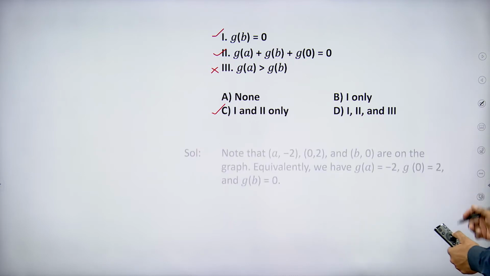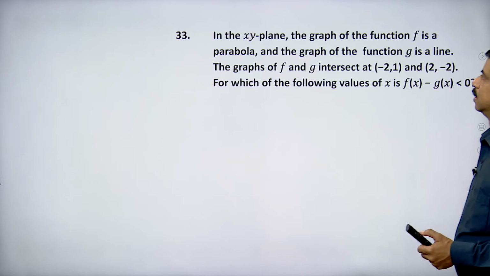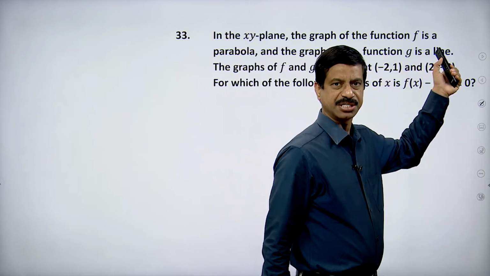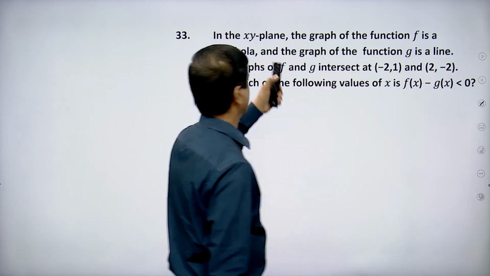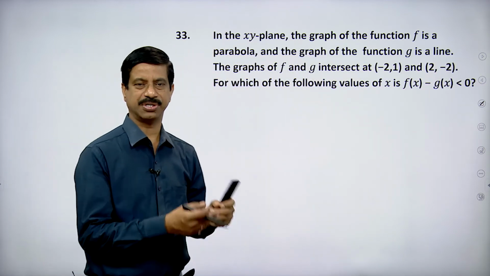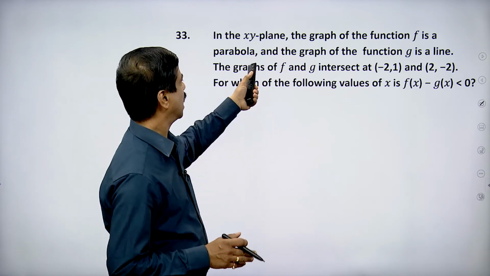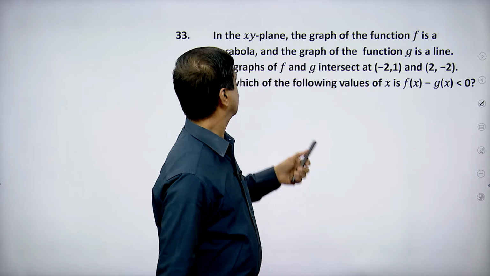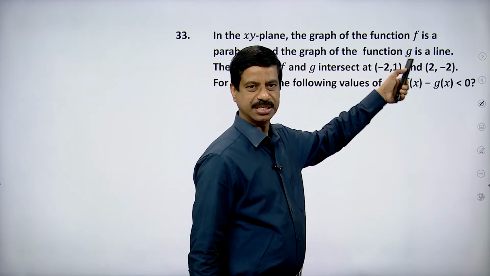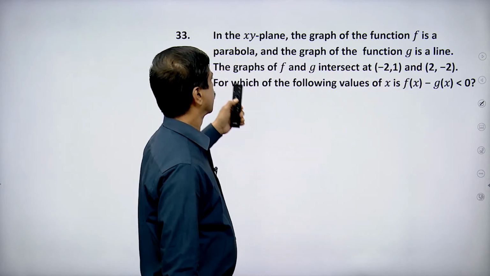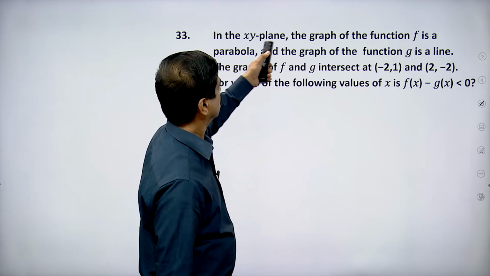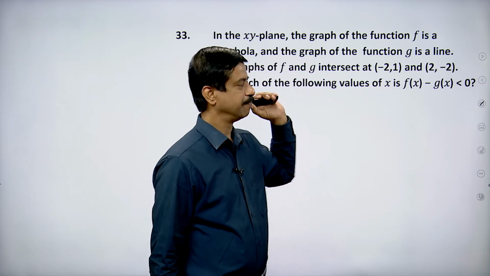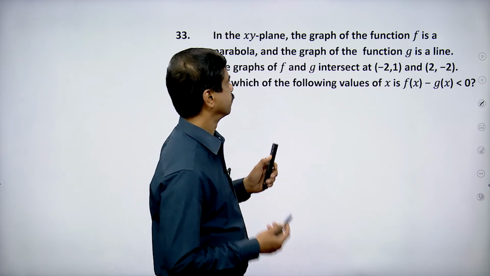Yeah, children, let us go to the next question. In the xy plane, the graph of the function f is a parabola. Of course, we are doing quadratic equations, so it should be a parabola. And the graph of the function g is a line. So, f is a parabola, g is a line. What kind of line, we will have to see.